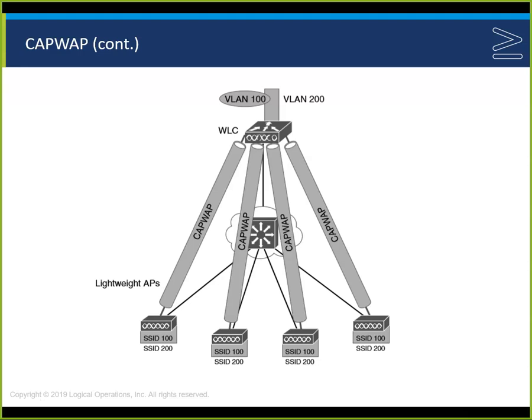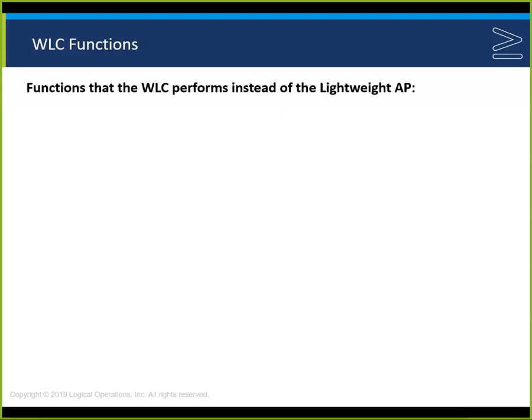So we have multiple access points, and each of them has SSID 100 and 200 on it, so that we can now have multiple locations where we can access the SSIDs, and by accessing the SSIDs, get onto the VLANs that we should be on to be able to use the resources that we need. These are the wireless LAN controller functions, performed instead of at the lightweight access point.